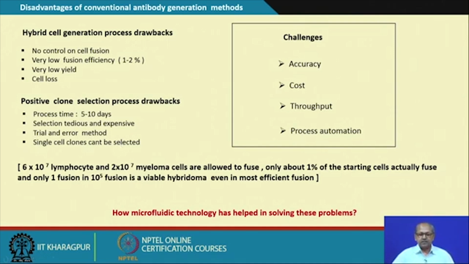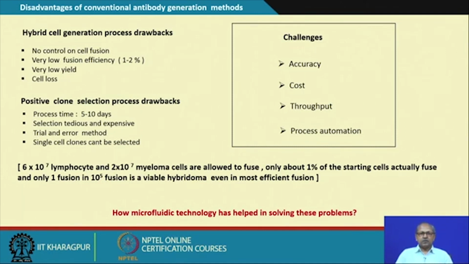So, the challenges are accuracy, cost, throughput and process automation. This is one of the data: if we give 6 × 10^7 lymphocytes and 2 × 10^7 myeloma cells and allow them to fuse, only about 1% of the starting cells actually fuse, and only 1 fusion in 10^5 fusions is a viable hybridoma, even in the most efficient fusion. So, how could these problems be addressed?